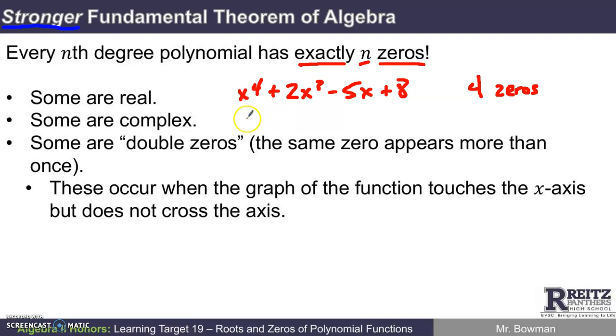I'm not going to write it on the screen, but if you had a 10th degree polynomial, it has 10 zeros. Now, some of those zeros are real zeros. Some of them happen to be complex. Some of them aren't even unique. Some of them appear more than once. You could have what's called a double zero. In other words, that same zero appears more than once. And if you look at the graph of the polynomial function, those will occur wherever the graph of the function touches the x-axis but does not cross it. And we'll see that in a couple of examples.